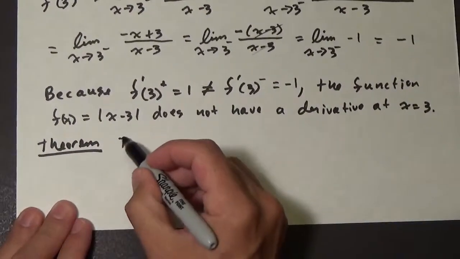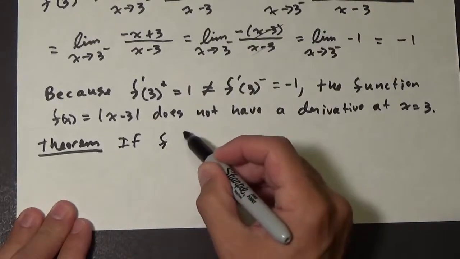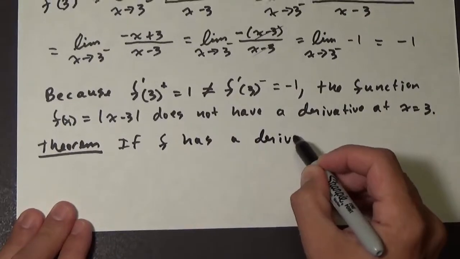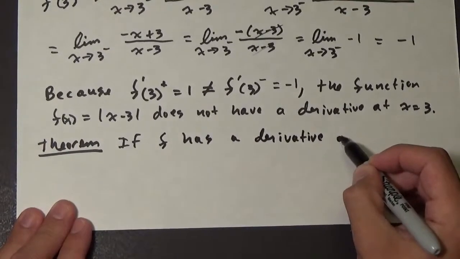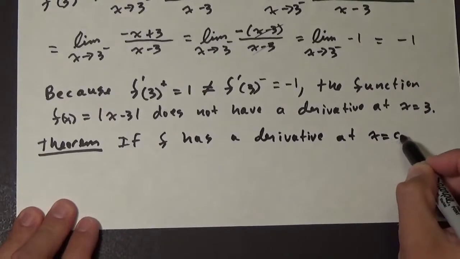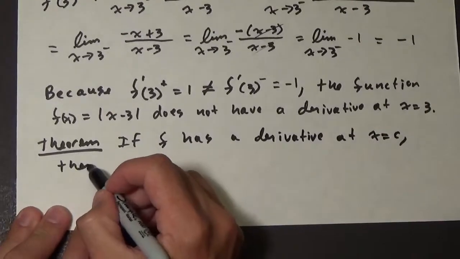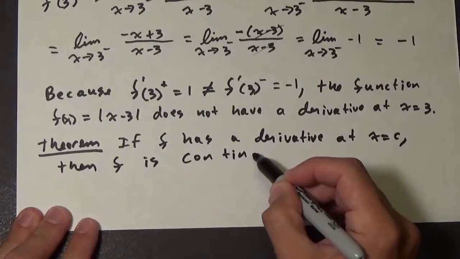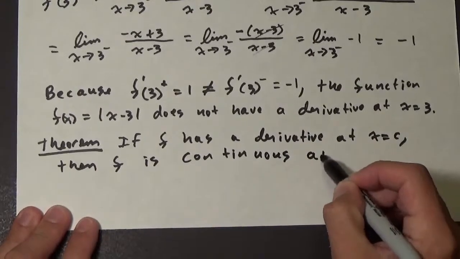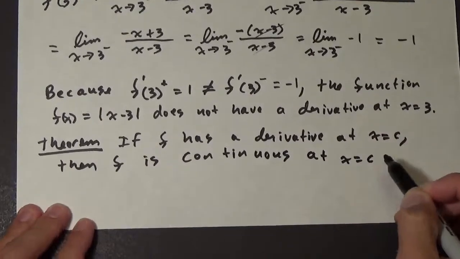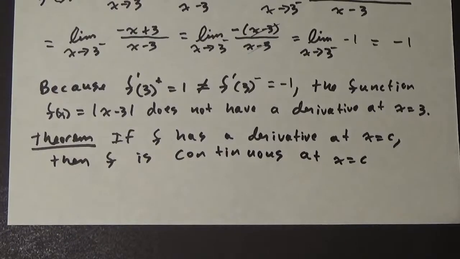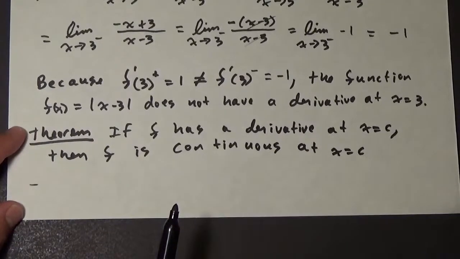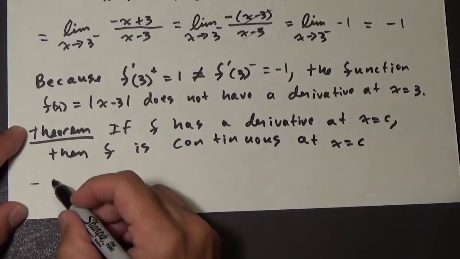that states if f has a derivative at x equals c, then f is continuous at x equals c. And so what this theorem implies is that differentiability implies continuity.